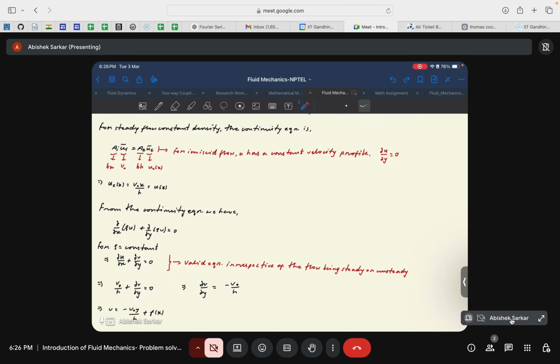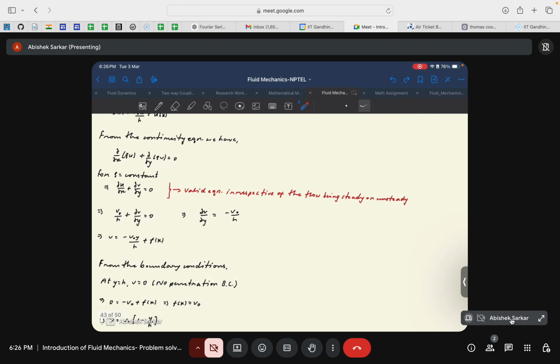But still, what you have is the continuity equation. If you remember the differential form, that is dou u by dou x plus dou v by dou y equal to 0, given that the flow is steady and density is constant, the simplified form of the mass conservation reduces to this form. Just for recapitulation, this equation is valid irrespective of the flow being steady or unsteady, because the density is constant, so d rho by dt is equal to 0. So this term explicitly becomes 0 from the mass conservation. Just as a point of revision for you.